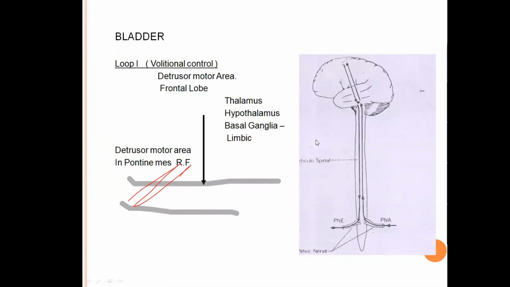Now this voluntary control, as I said, by 250 ml of filling, there is an urge to pass urine. But you are in a situation where you are not able to evacuate the bladder. So you can tell from your frontal lobe that please wait for some more time. Now this voluntary control we have to develop in the child. As you know, in children and patients with dementia, this voluntary control is lost. So whenever the bladder is full, the pontine bladder center immediately gets into action. So loop 1 is for volitional control.